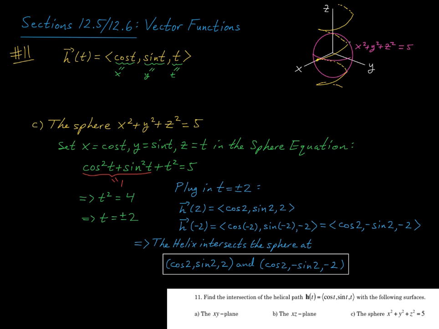So we're going to get 2 points of intersection. They're going to lie in the plane where x is cosine 2. The first point is going to be a point in the first octant where y and z are positive, and then you're going to have this other point where the y and z coordinates are negatives.